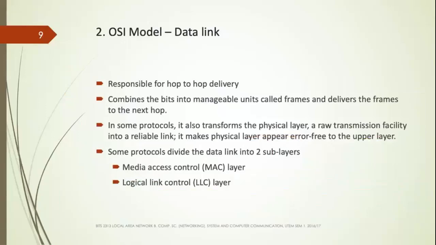The second one is what we call the data link. Give me another 5 minutes. The data link is responsible for hop to hop delivery. It combines the bits into manageable units called frames and delivers the frames to the next hop. In some protocols, it also transforms the physical layer transmission facility into a reliable link. It makes the physical layer appear error-free to the upper layer. Some protocols divide the data link into sub-layers, LLC and MAC.